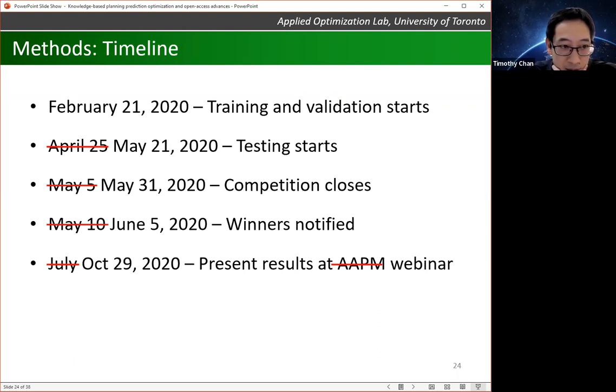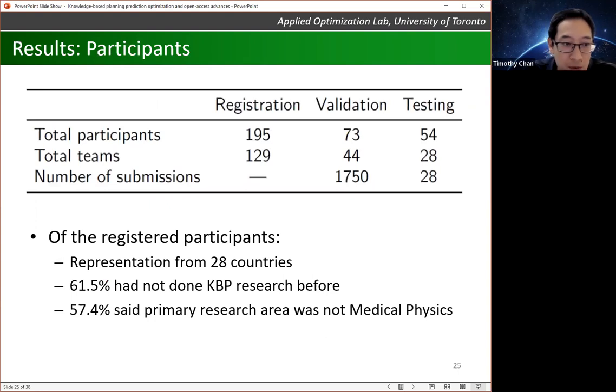So when we started, there were 195 people who were registered. 73 of those people made submissions in the validation phase, and then 54 in the testing phase. And again, much of this drop-off could have been due to COVID, or could have been due to people not being able to get good models running. Some people were a part of teams. So of these 195 people, there were actually 129 teams. So some teams had multiple people. 44 teams submitted to the validation phase, and 28 unique teams submitted to the testing phase.